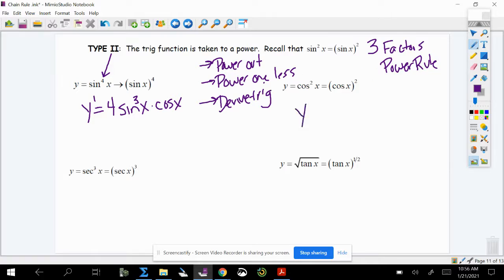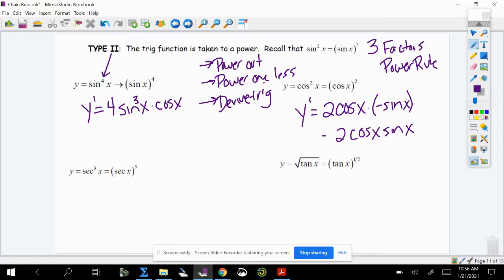So for the second one, power comes out front. Cosine is going to drop to a power 1 less, so now it's just to the first power. And then the derivative of cosine is negative sine. And if you want, you can bring that negative all the way to the front, so it doesn't look strange having a negative partway through your answer. Or you can keep it in parentheses and keep the negative with the sine.